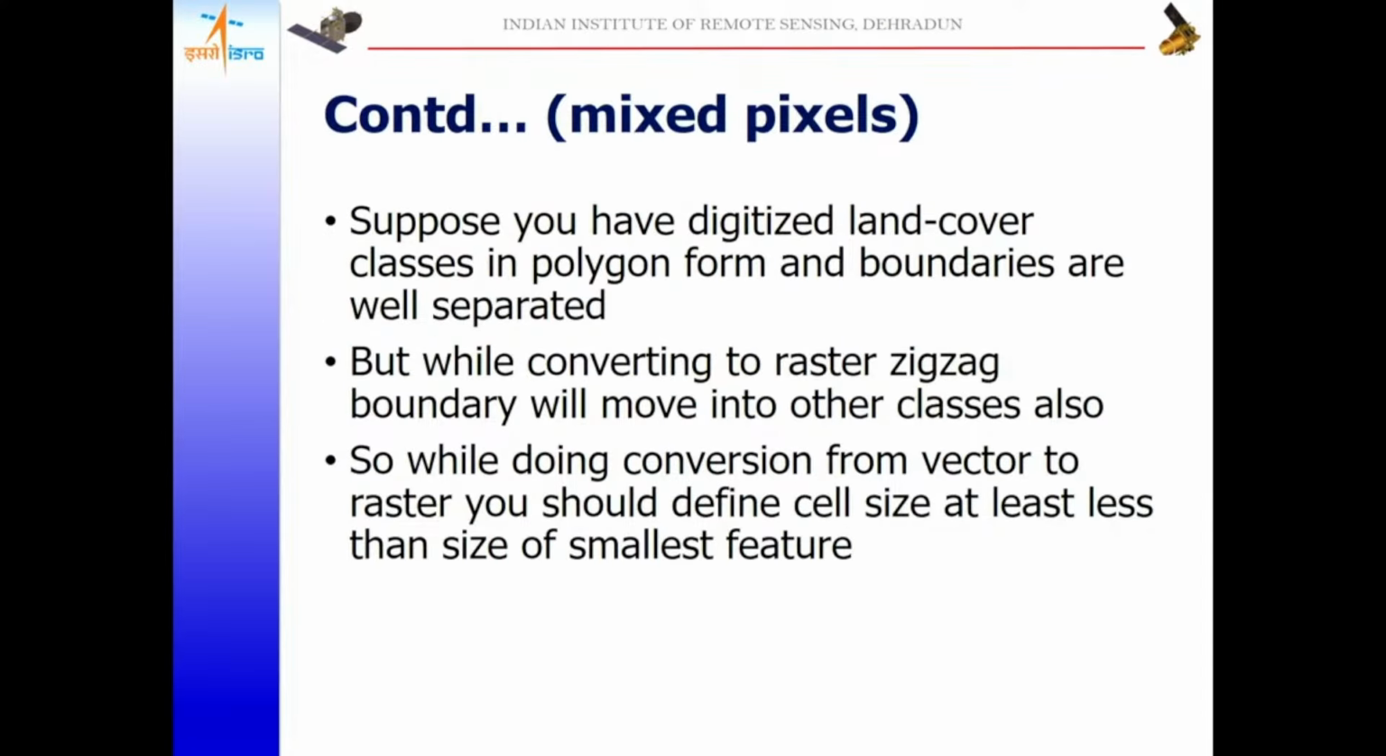If you have digitized land cover classes as polygons, the boundaries are well separated, but while converting to raster, the zigzag boundary will move into other classes also. It may belong to other classes as well. So while doing the conversion from vector to raster, you should define the cell size to be at least less than the size of the smallest feature.